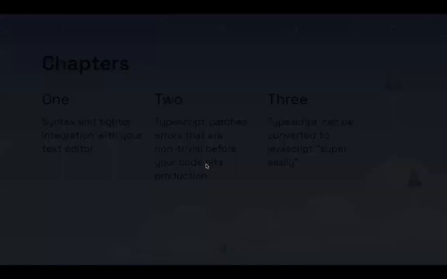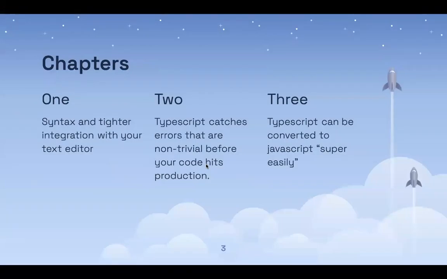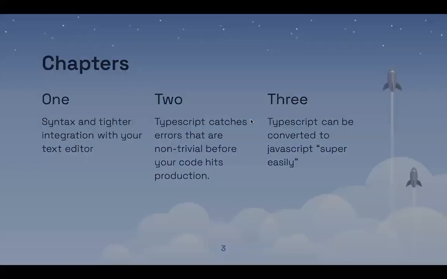So yeah. Okay, so there are three chapters to this. One of them is significantly longer than the others, which is number one, which is the syntax and the tighter integration of TypeScript with your text editor makes it easier to write code. Chapter two is about how TypeScript catches errors that are not trivial before your code hits production. And chapter three is that TypeScript can be converted to JavaScript super easily, because in practice, there's not that many places that can run TypeScript natively. And even the places that claim to are kind of cheating. So yeah, let's get started.